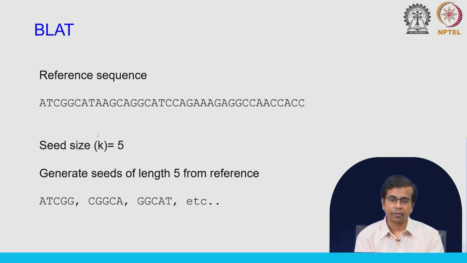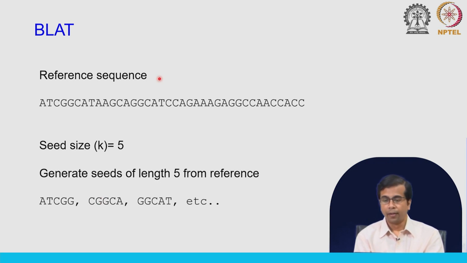So, again we follow the same process. We start from the beginning, we take a seed of length 5. We count only 5 bases, that is a seed, then we move on to the next base, take the next 5 and move on, and so on, and these are the seeds that we will get as we move along. You can do this for the whole reference sequence.